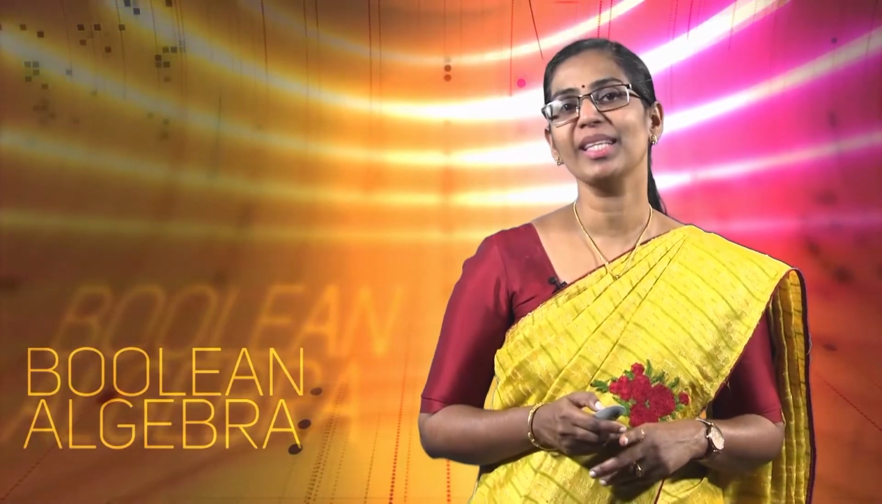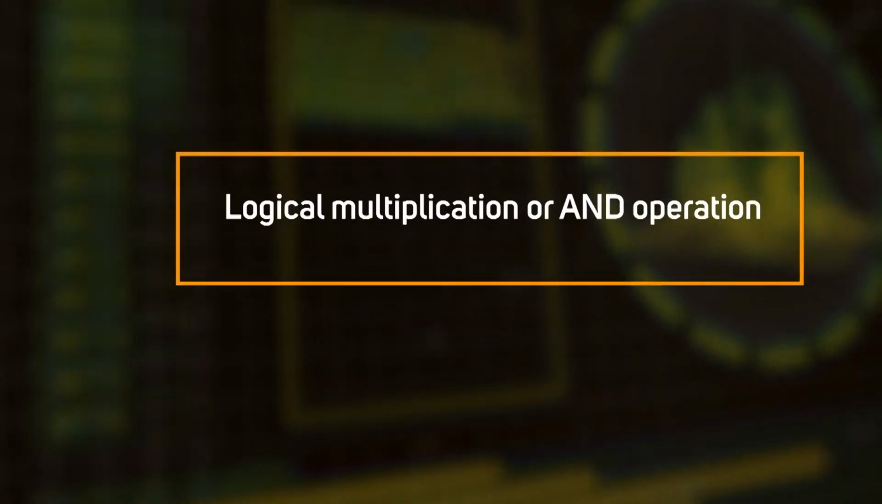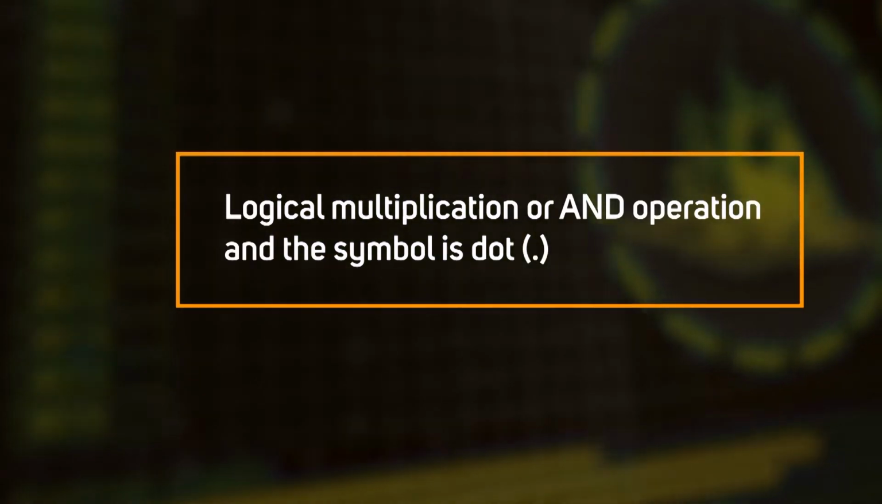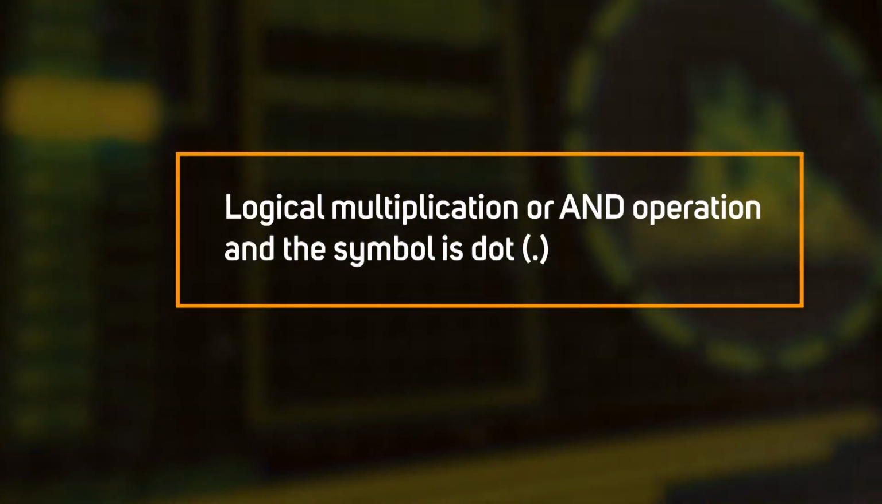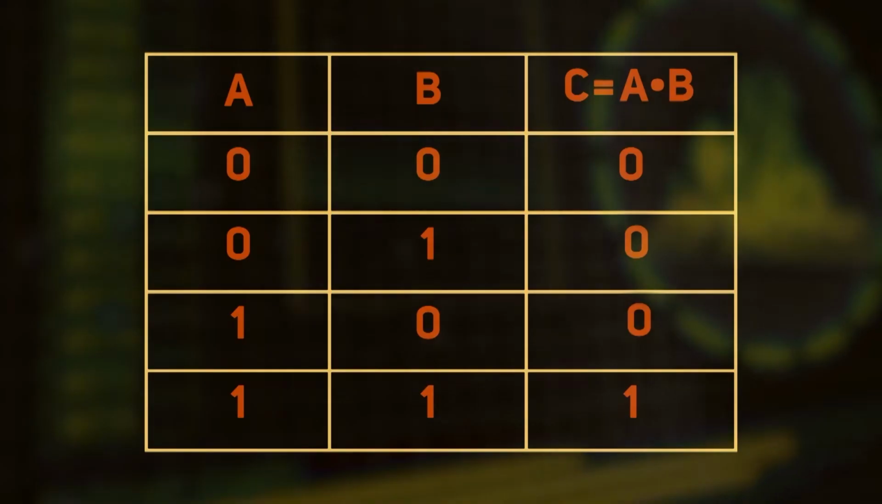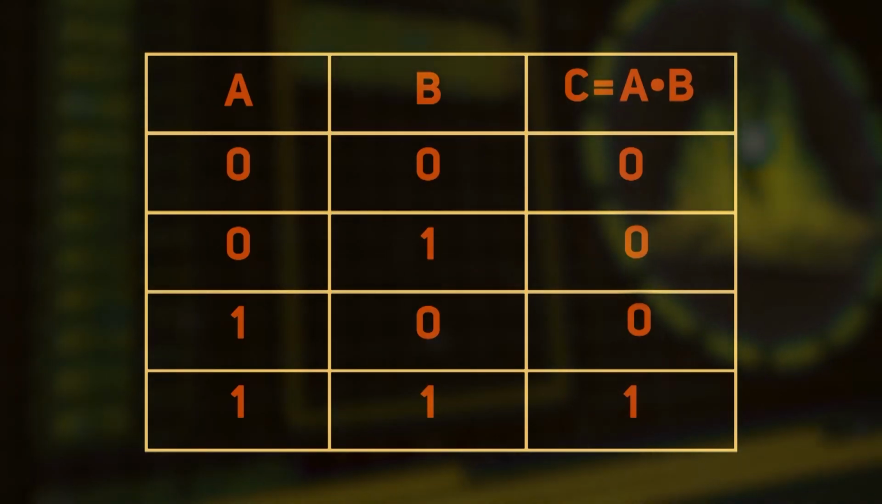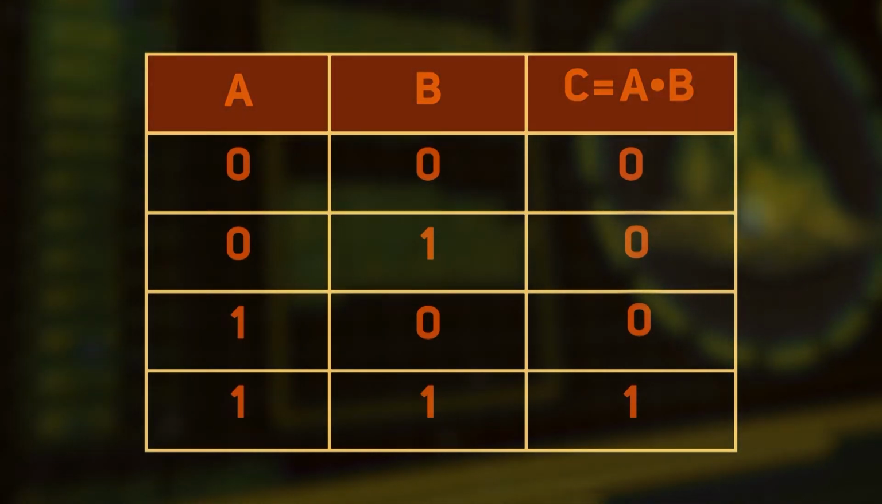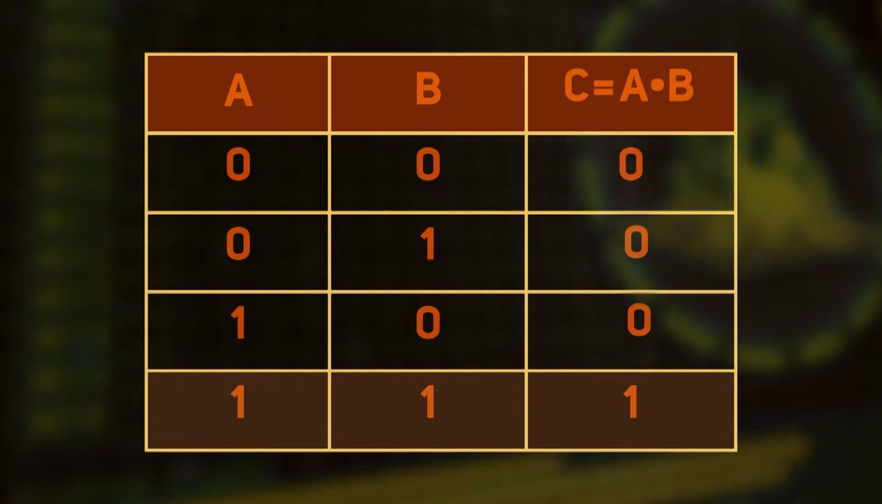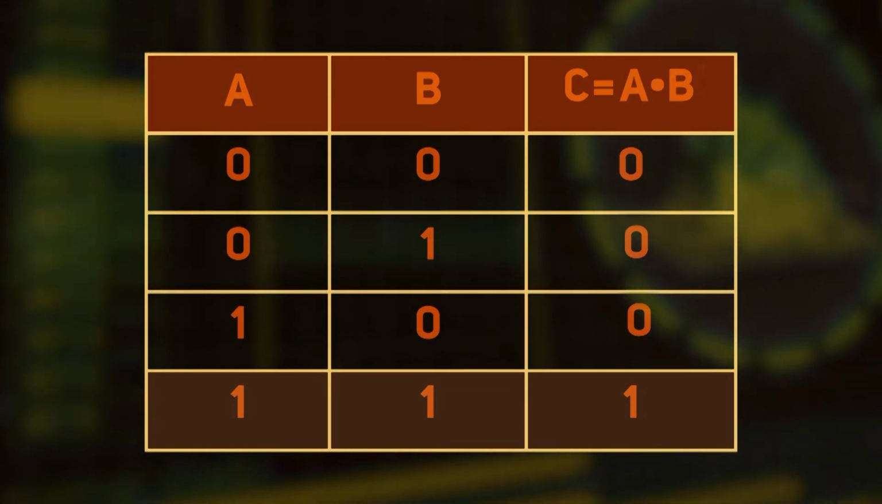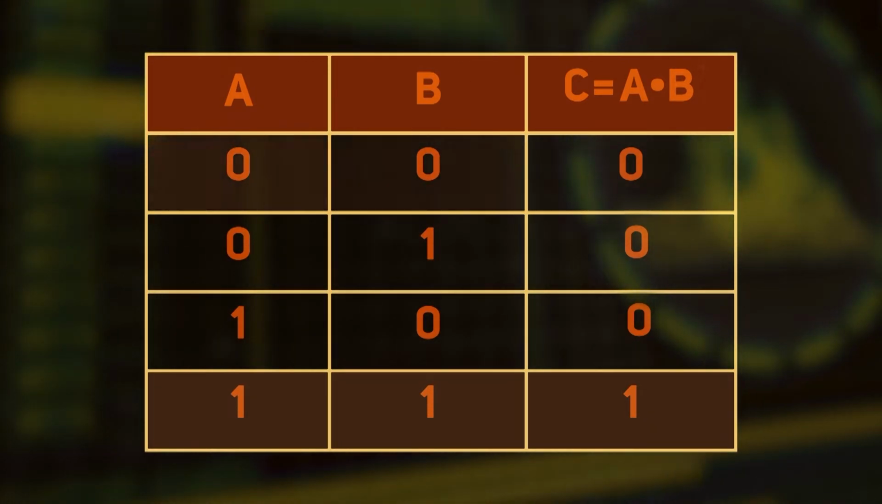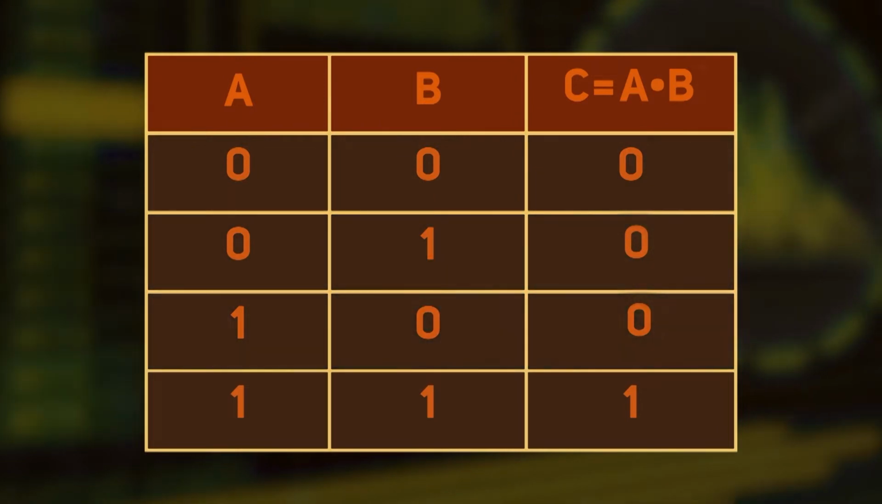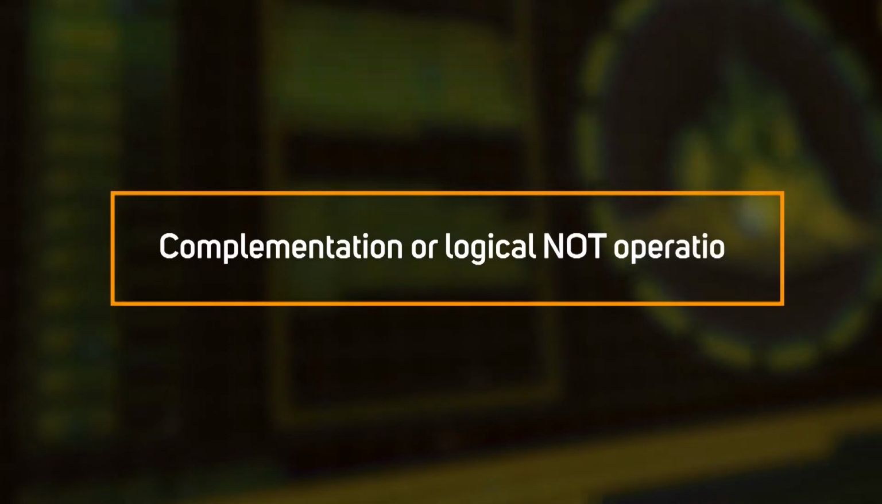The next operation is logical multiplication or AND operation, and the symbol is dot. We can define the dot symbol or AND operator by listing all combinations of A and B, and C gives the output. Note the point, the result is 1 only when all input values are 1, otherwise the result is 0. The next is complementation or logical NOT operation.